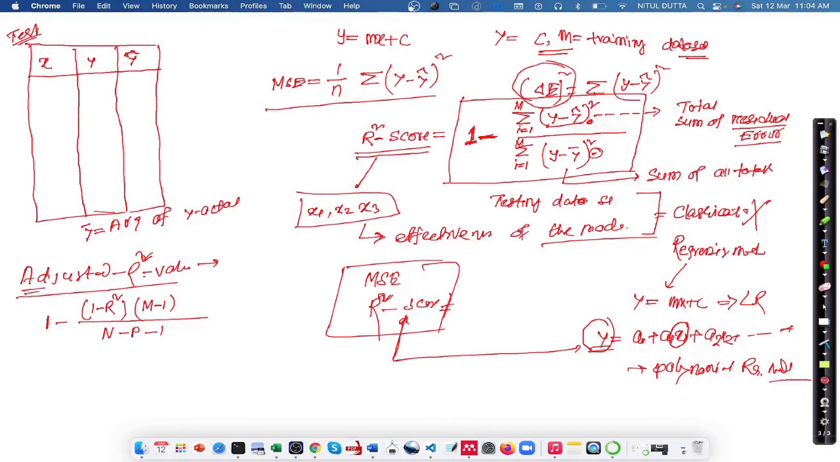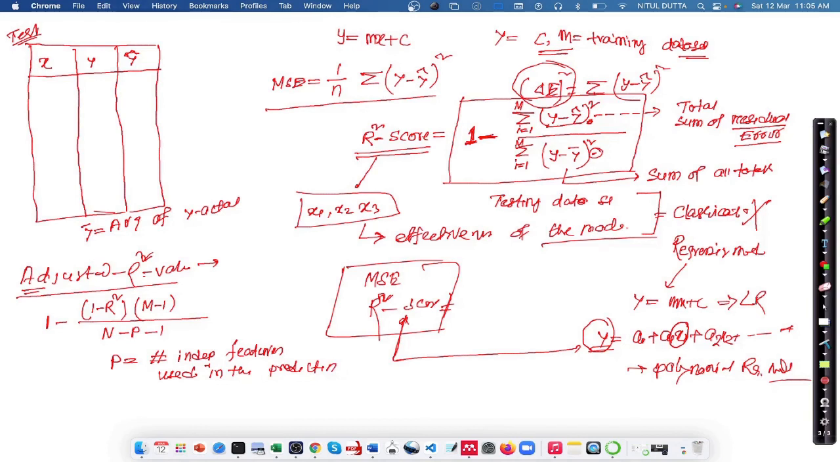Here p is all the predictors, or the number of independent features used in the prediction. Used in the prediction, right?